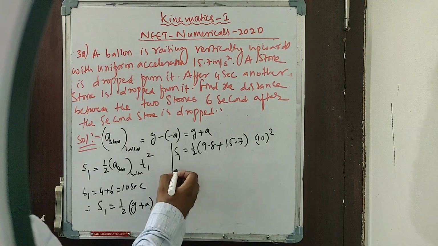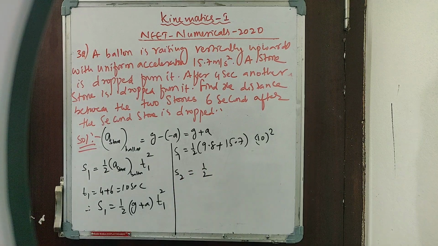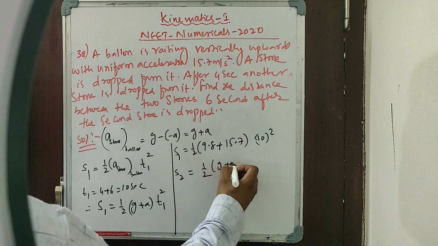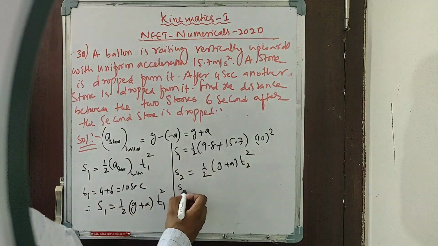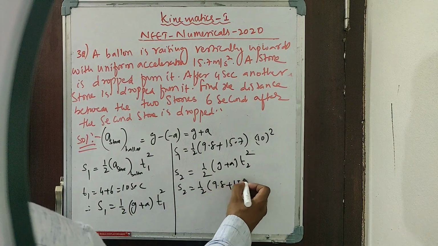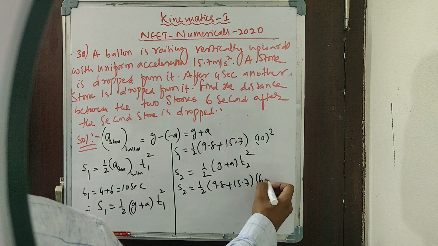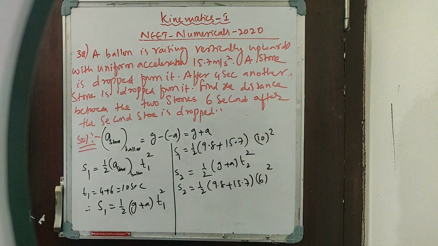The same way for the second stone, S2 is equal to half into g plus a into T2 square. Now what is the value of T2? 6 seconds afterward. So S2 is equal to half into 9.8 plus 15.7 into 6 square.